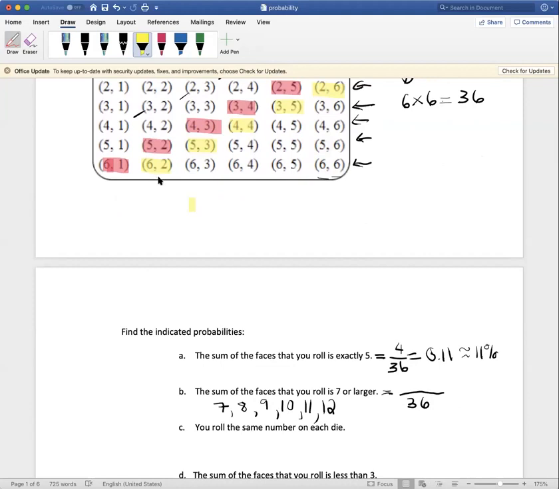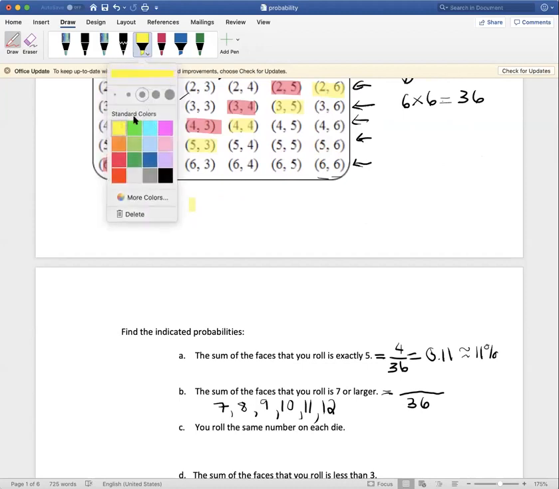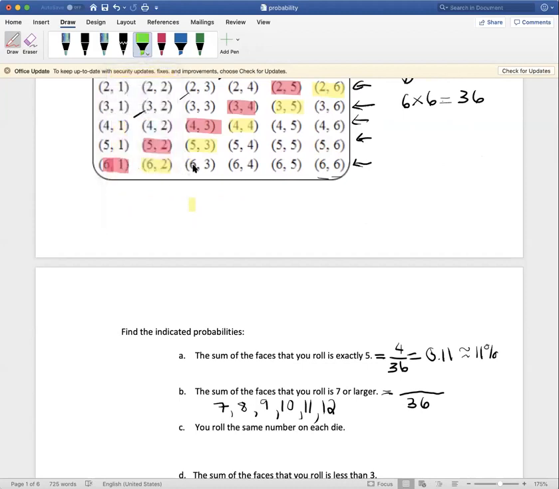Okay, so we have 7, we have 8. Let's check on 9. And again, see if you can figure out the pattern that's going on here. Well, look at this next diagonal here. 6 plus 3 is 9. 5 plus 4 is 9. 4 plus 5 is 9. And 3 plus 6 is 9. So 4 out of those 36 will give us 9.